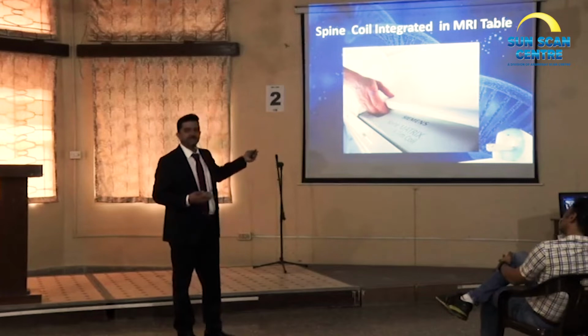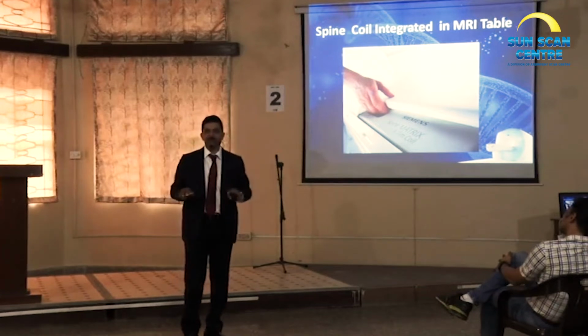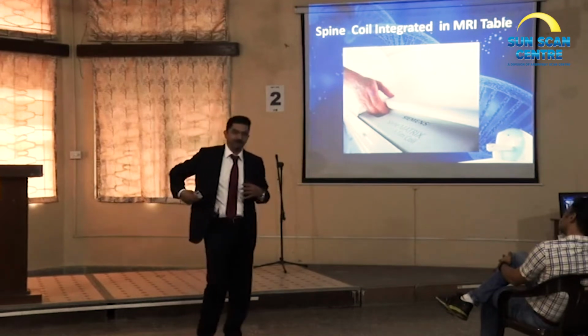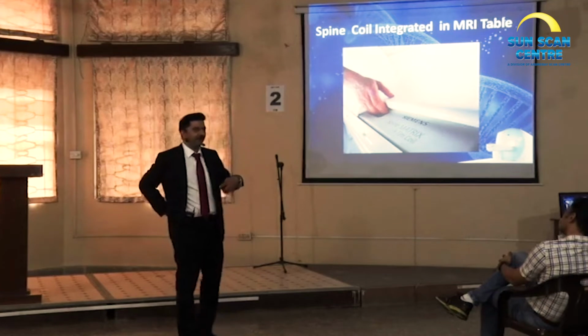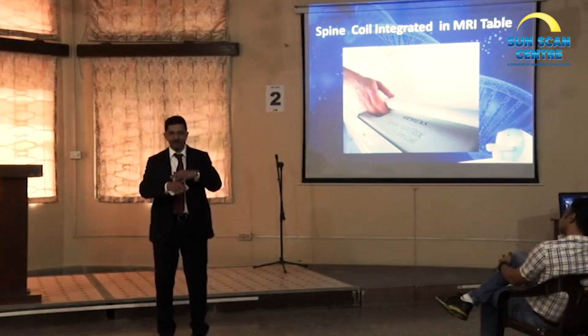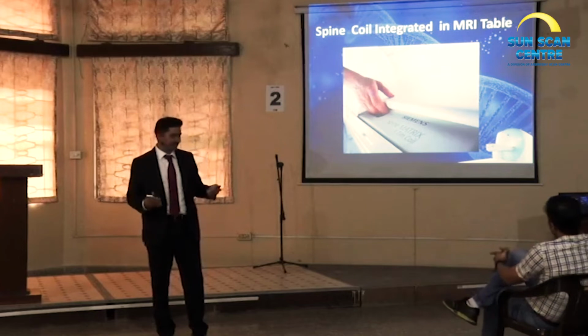Now this is a spine coil which is placed on the surface of the table of the MRI. So if somebody is undergoing MRI of the lumbar spine, the lower back, you need not have anything on top, because this spine coil is placed on the table. So you are completely free. That really helps the situation.